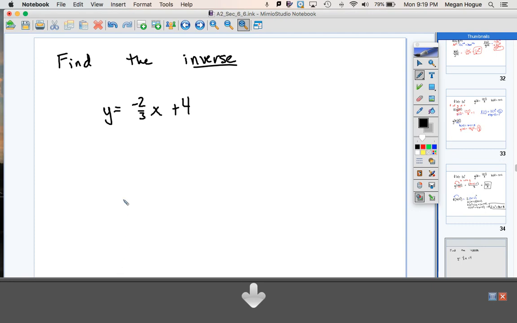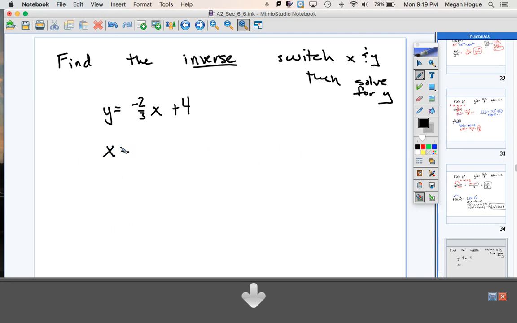Okay, so back to this. We've got this equation. To find the inverse, remember you're going to switch x and y, and then solve for y. So I'm going to switch. I'll just keep it in black, I think.